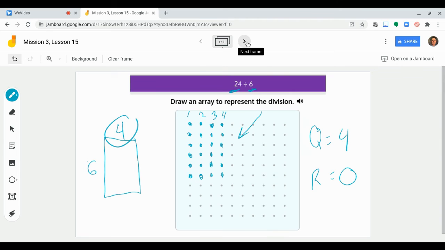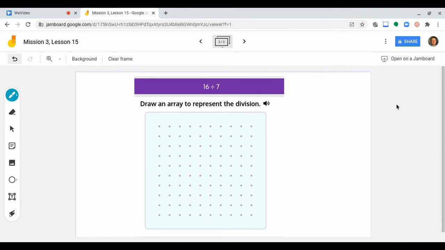So let's take a look at one more together. This one's 16 divided by 7. Draw an array to represent the division. What's my total? My total is 16, and I'm putting those 16 into groups of 7. So I'm going to use my array here to make groups of 7. I have 1, 2, 3, 4, 5, 6, 7. There's a group of 7. Make another group of 7. 1, 2, 3, 4, 5, 6, 7.